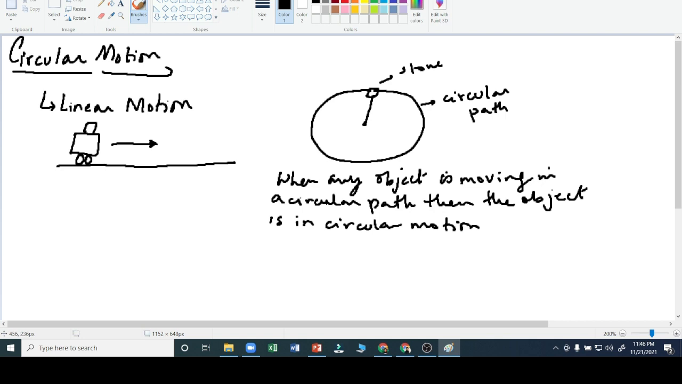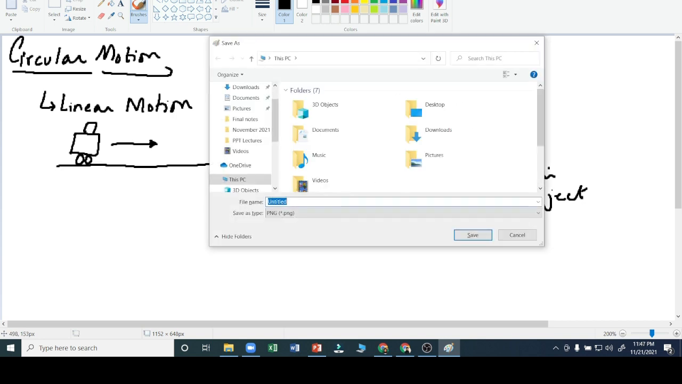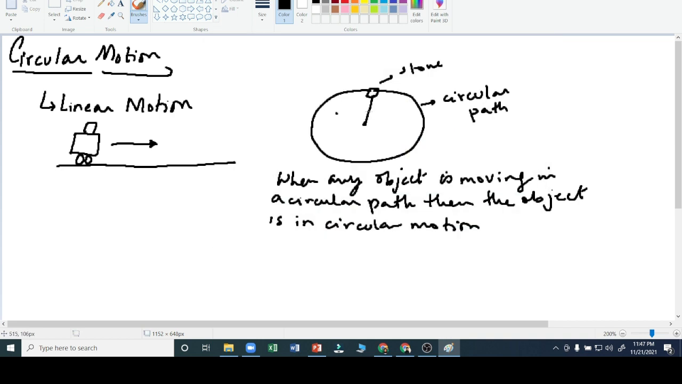So when it moves in a circular path due to a constant force, that force is acting towards the center of the circle, and the direction of that force will be towards the center of the circle. So that force in particular, we call it centripetal force.